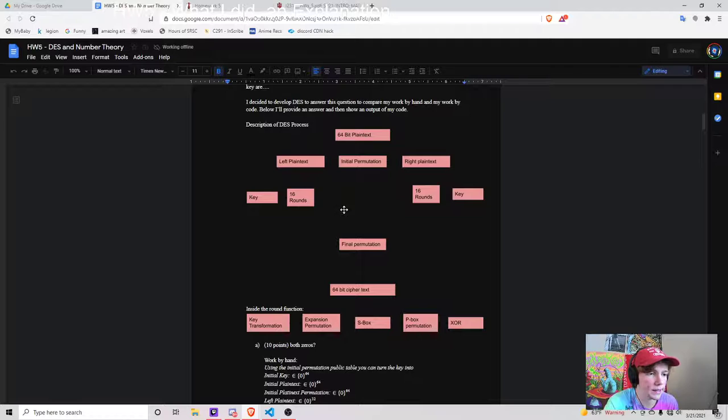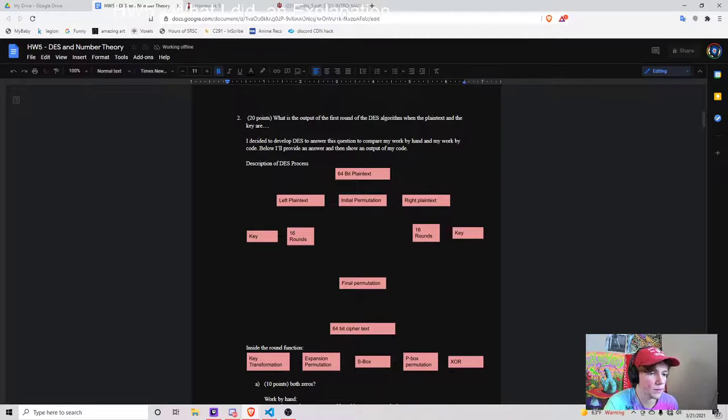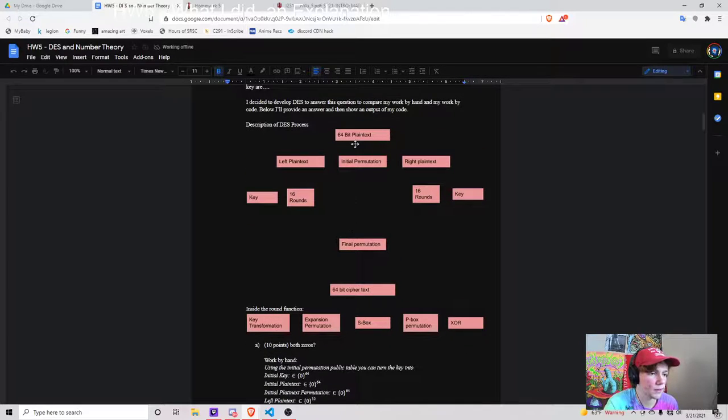To do this, I needed to basically do a mapping so I could understand structurally what it's doing and then what it's doing inside each round function generically. So that's what I explain up here. If we start here, I'll walk through what DES is doing at a high level. First of all, you start with a 64-bit plaintext.